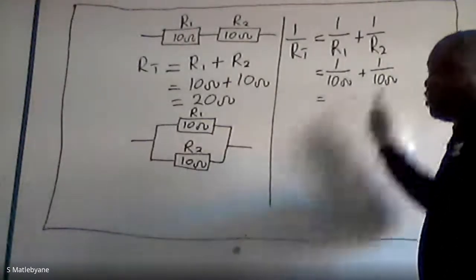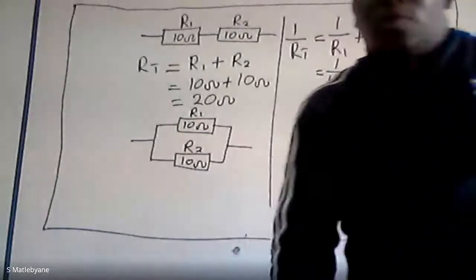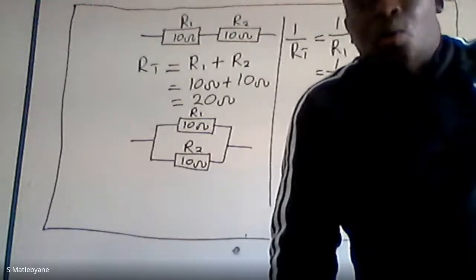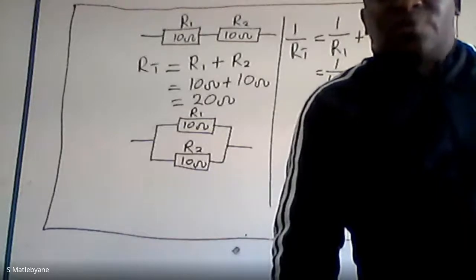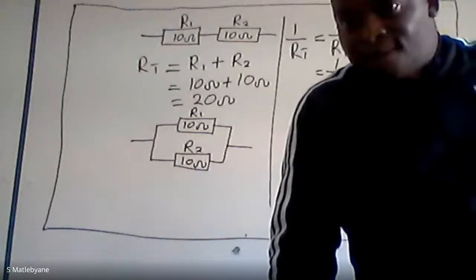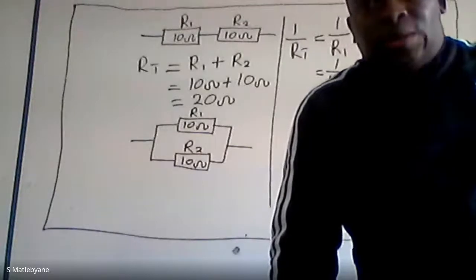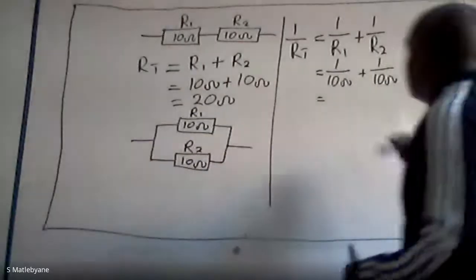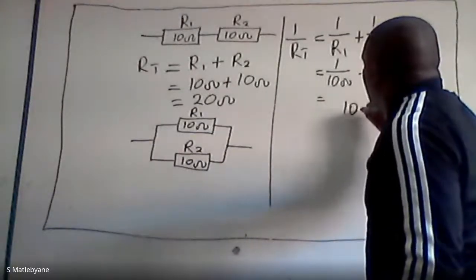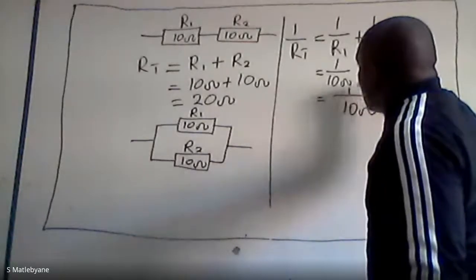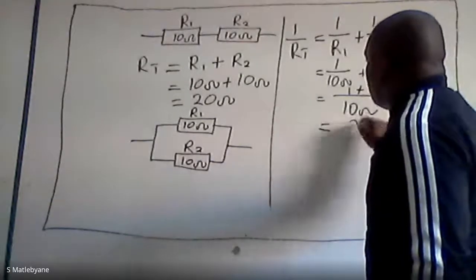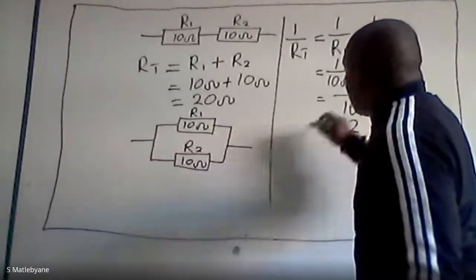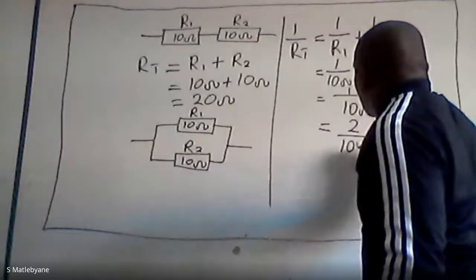When denominators are the same, what happens to the numerators? You add them. So you will keep 10 ohms. We add our numerator, 1 plus 1. Then it will be 2 divided by 10 ohms. Remember, here it is still 1 over R total.